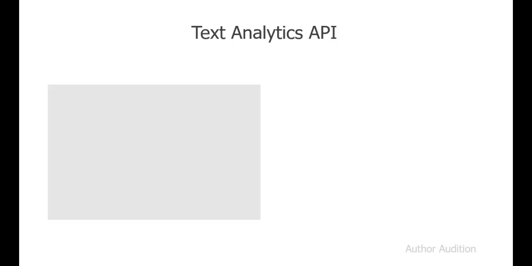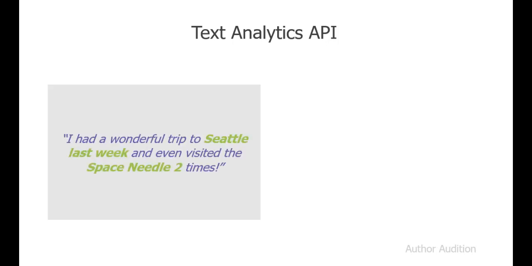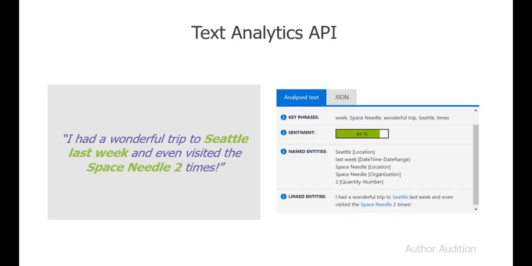This API ships with features that let you identify key phrases, sentiment, named entities, and linked entities. To the left, you can see text that is clearly expressing positive sentiment, and this text also contains some key phrases and entities like Seattle and Space Needle. To the right, you can see the rich information and insights the Text Analytics API has been able to identify, such as key phrases and sentiment.